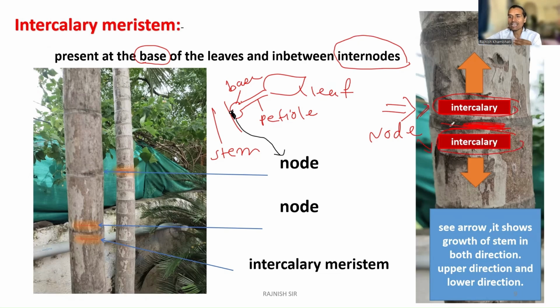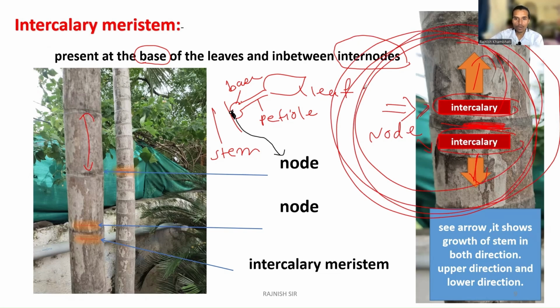And this intercalary meristem will grow in the directions of this arrow. You can see this orange arrow. They will be growing in this direction, down, and this will be growing in upper direction. And when this intercalary meristem is growing in these directions of arrow, this is the region which is becoming elongated because of this growth. I will erase all the things so you can see the diagram again.